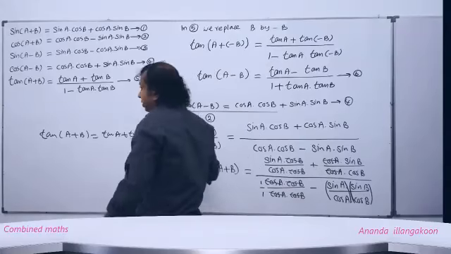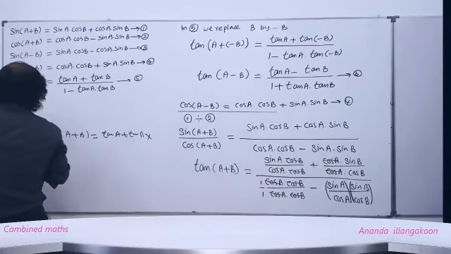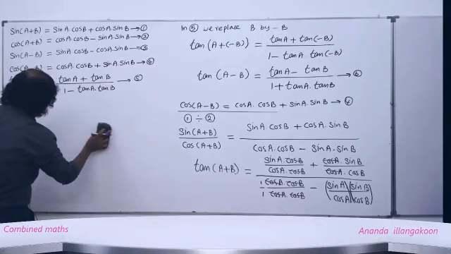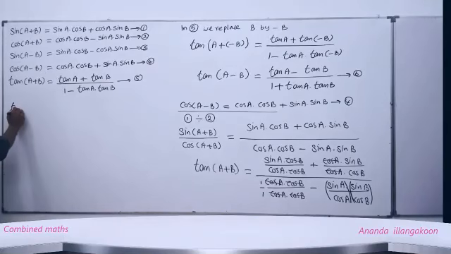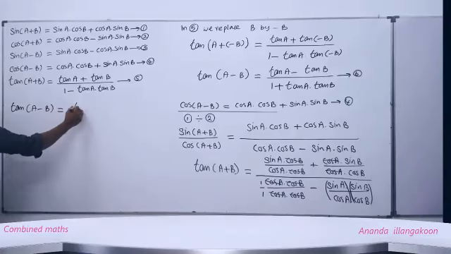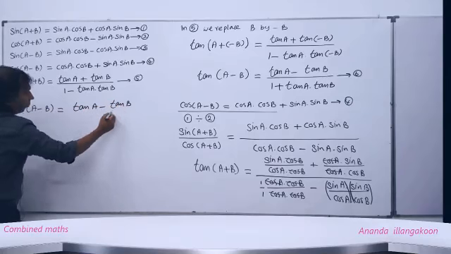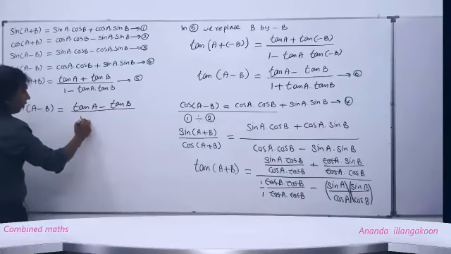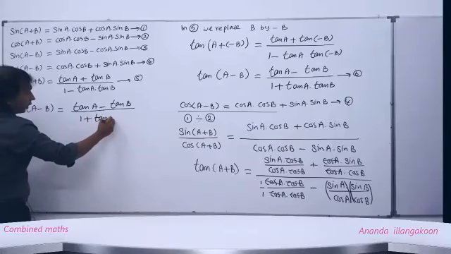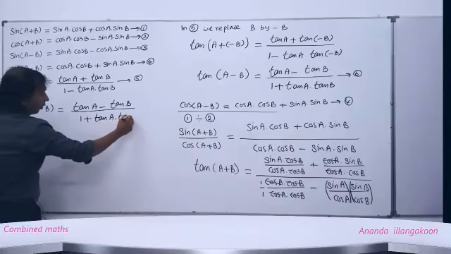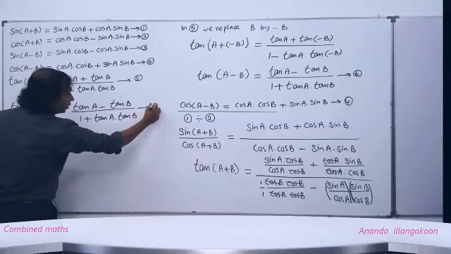And then this solves the A B formula. Tan A minus B equals tan A minus tan B divided by 1 plus tan A tan B. This is number 6.